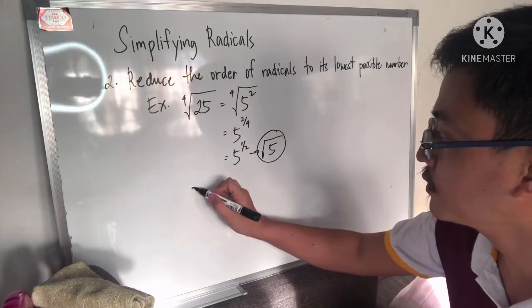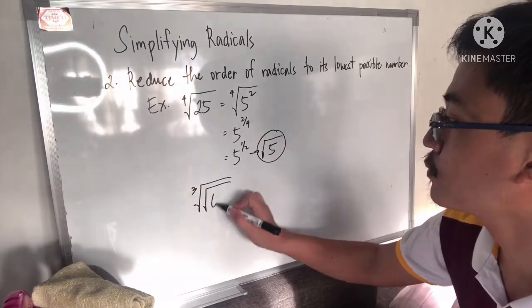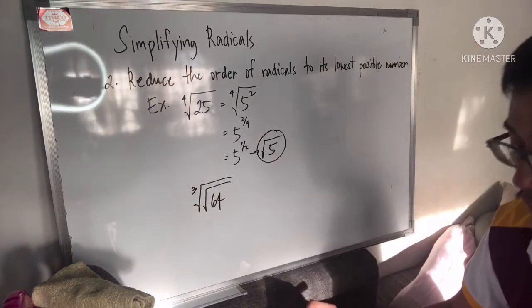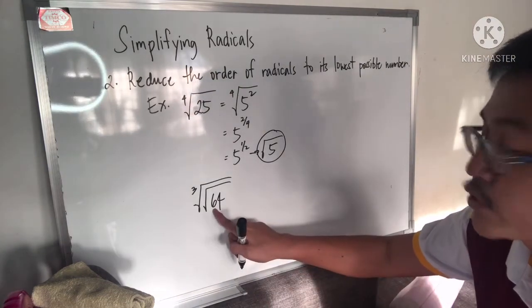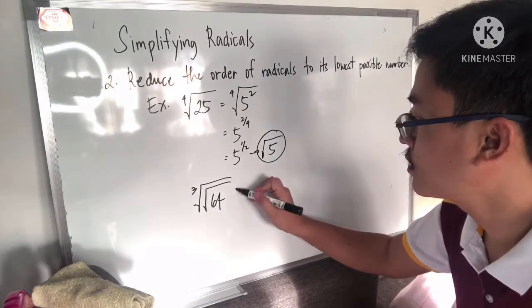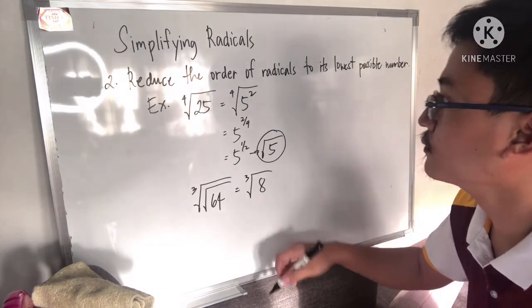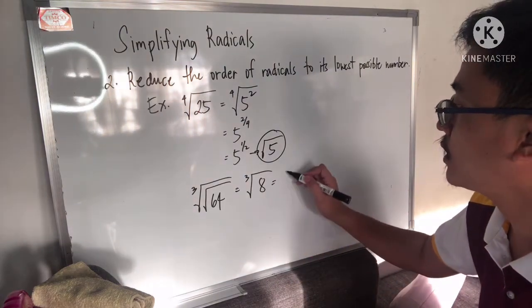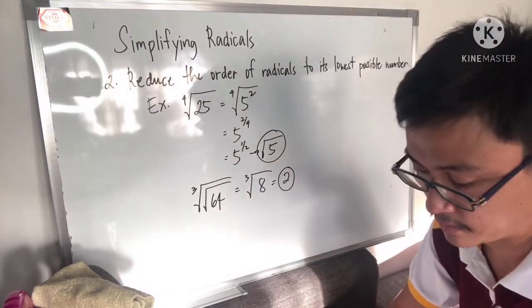Next, we have the cube root of the square root of 64. Okay. So, let's first take the square root of 64. That is the cube root of 8. Then, the cube root of 8 is 2. So, that is the final answer.